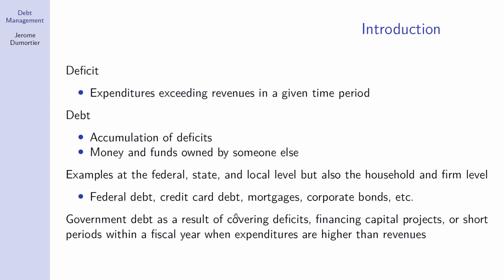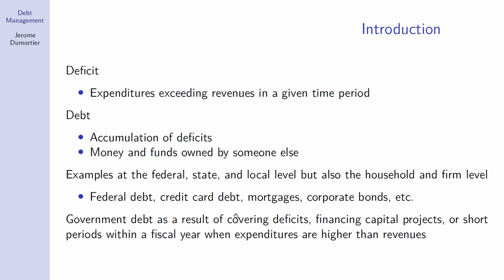Now, a deficit occurs if your expenditures in a given time period exceed your revenues. So, for example, in a given month, when you are spending more than you are making in terms of wages, and you do not have any savings, for example, you are using your credit card, then you are incurring a deficit. Now, if you are doing this for multiple periods, then the accumulation of such deficits is resulting in debt.